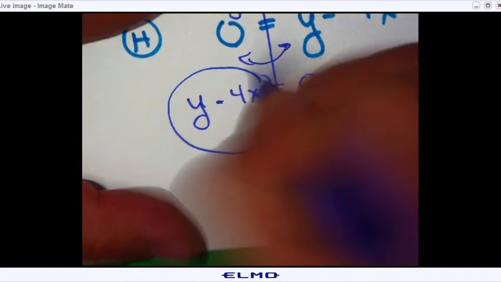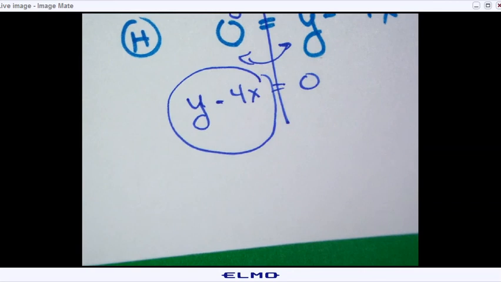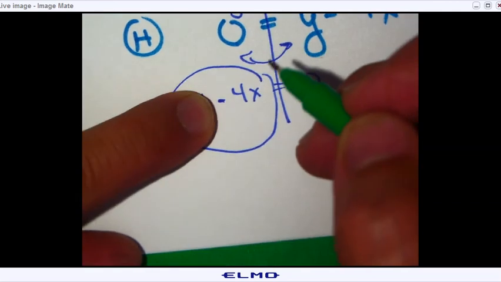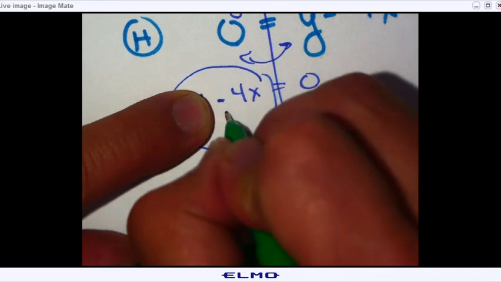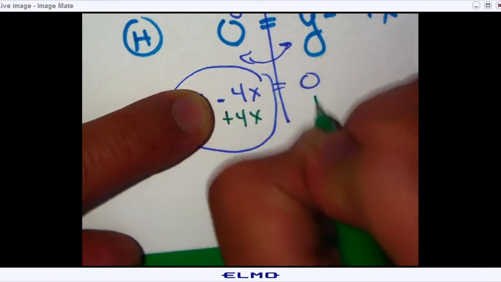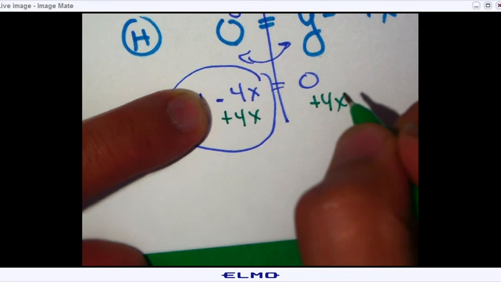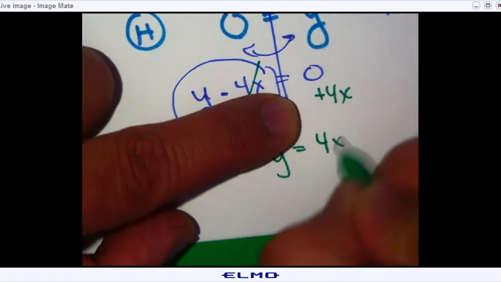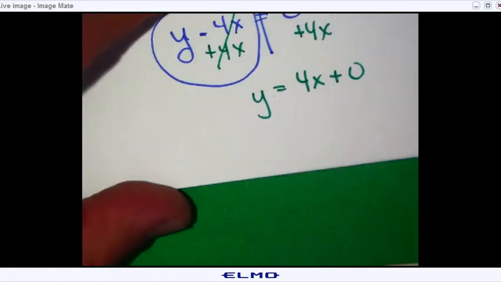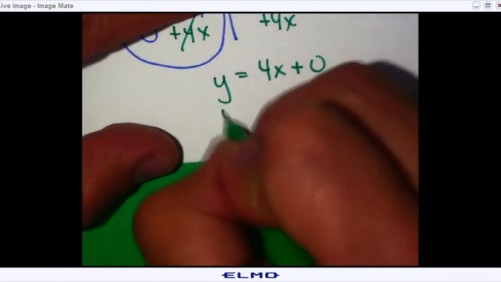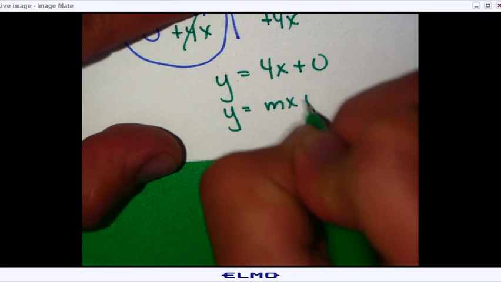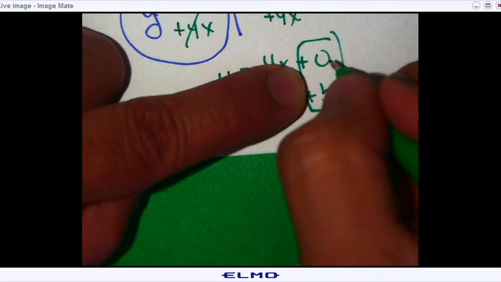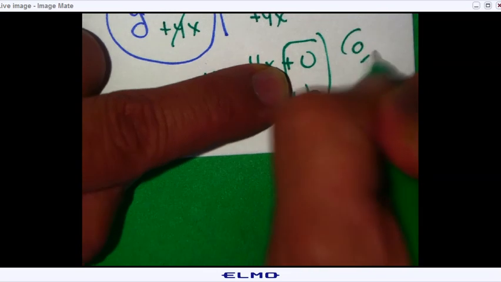So what am I going to do? I want y, right? So let's get rid of the -4x. I'm going to add 4x to both sides. So then my y equals 4x plus 0 if you want, or just 4x. You see that? Remember we gave you some problems where it was blank? So then your starting point is 0, 0.